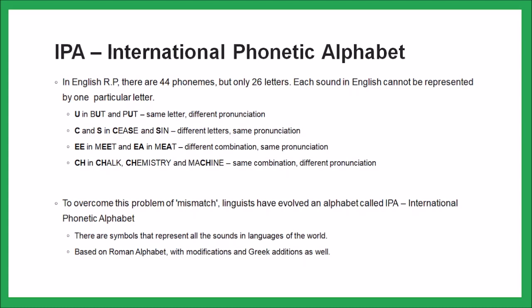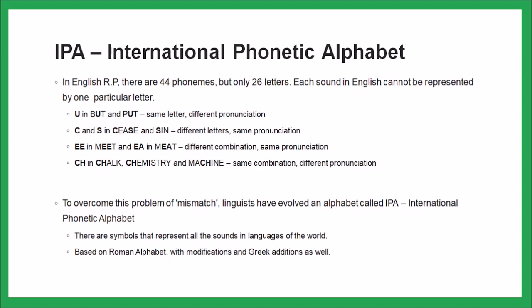Then the letters CH in 'chalk', the CH in 'chemistry' and the CH in 'machine'. In the first word, 'chalk', CH gives a cha sound. In 'chemistry', CH gives a ka sound. Then in 'machine', CH gives a sha sound. So the same combination of letters can give different pronunciations as well. All these examples point to the fact that English is a highly unphonetic language.